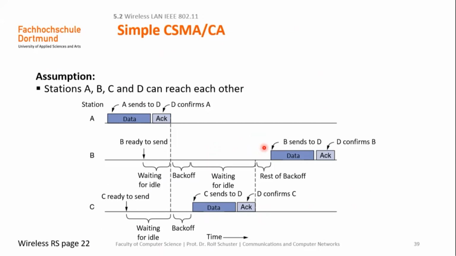Here we have some typical assumptions. Stations A, B, C and D can reach each other. Then in this case, this is another example, another scenario. The station A needs to send a data frame to another station called D.